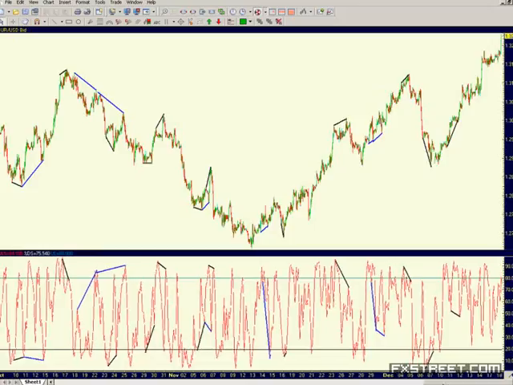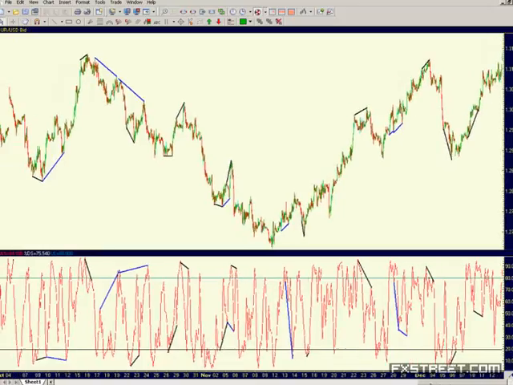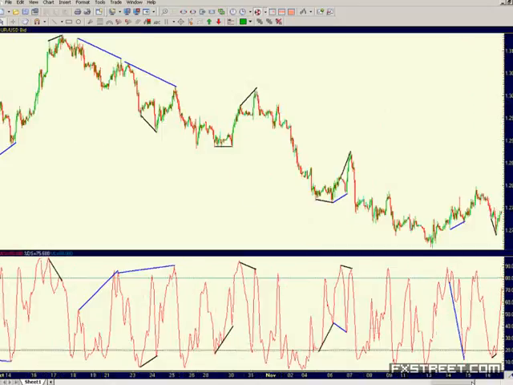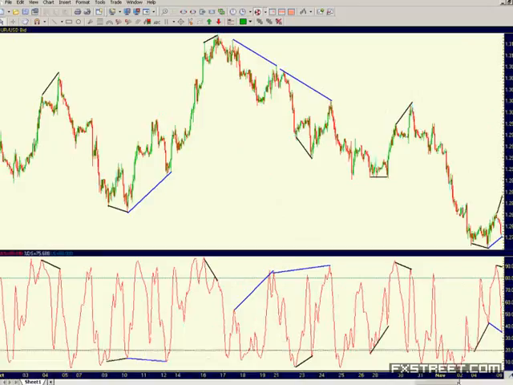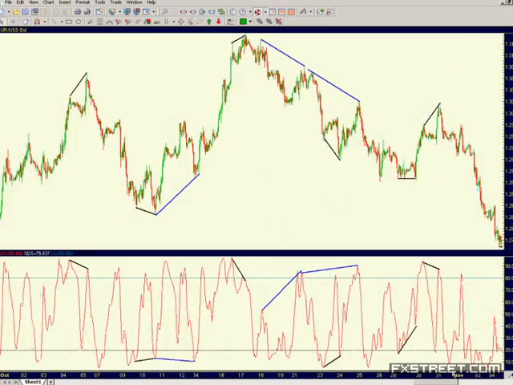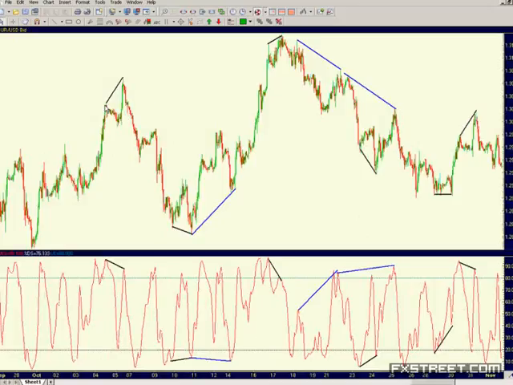Okay, I'll take the liberty of showing you some divergences here. This is on a 60-minute, or hourly, chart of euro-dollar, and this is a live chart. Where I've outlined in black, those are regular divergences. Where I've drawn in blue, those are called hidden divergences.